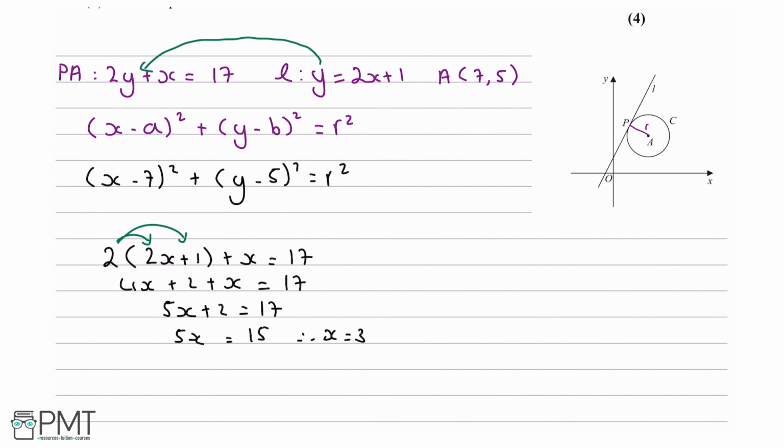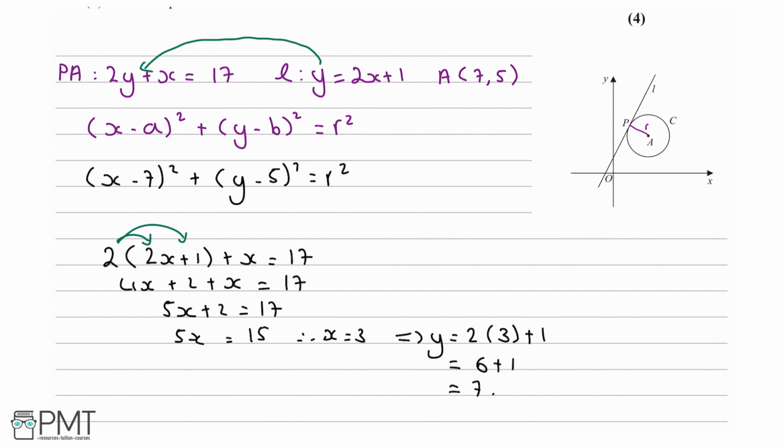So to find our y coordinate, we can just put x equals 3 into either one of our PA or L and get the y value. I'm going to put it into L because it's already in the form of y equals something, so we have less to rearrange. So I'm going to say this implies that y equals 2, and then our x value is 3 plus 1, which equals 6 plus 1, which equals 7.